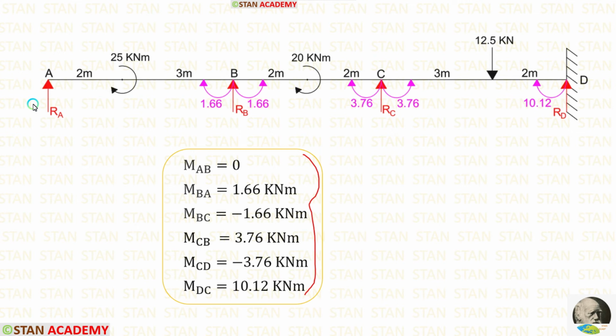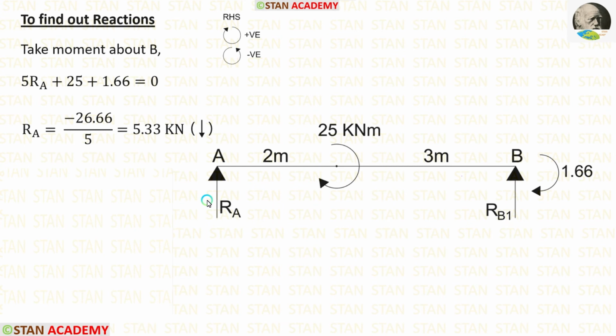Now we are going to find the vertical reactions. First, let us take the span AB and calculate the vertical reactions. In the span AB, there is only one moment, that is MBA, which is acting in the clockwise direction. In this span, first I am going to calculate RA. For that, I am going to take moment about B. In this case, I am moving towards right hand side. Clockwise will be positive and anticlockwise will be negative.